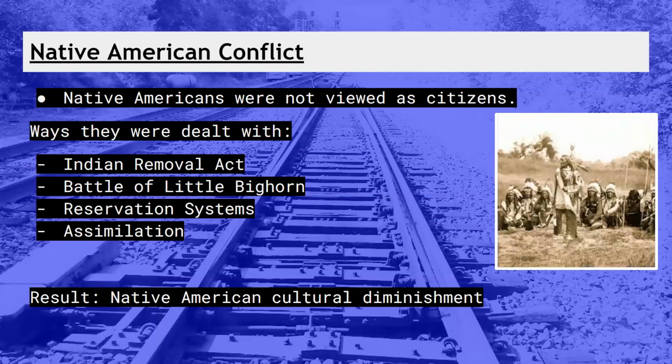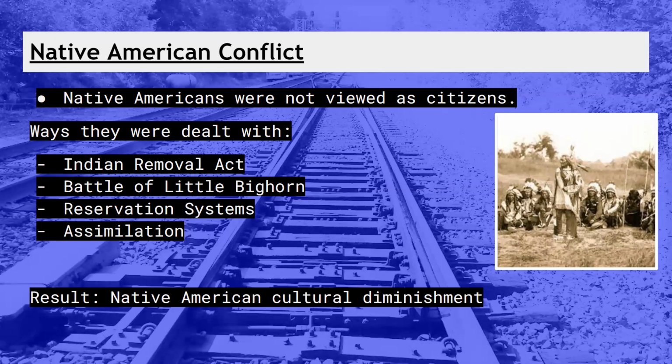Native American conflict. So it didn't just come easy for the Eastern Americans to come in and advance to the West. And remember, they were not viewed as citizens, so they just thought, oh, this is just a foreign sort of power and we need to remove it, even though technically there were some treaties, but they were broken.